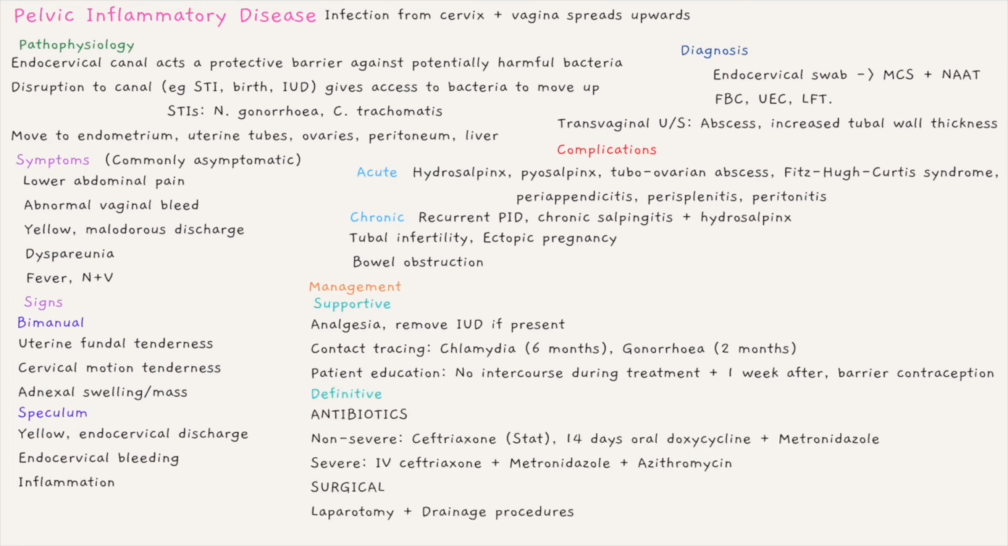Definitive management includes antibiotics. In non-severe cases, this includes ceftriaxone stat and 14 days of oral doxycycline and metronidazole. In severe cases, IV ceftriaxone, metronidazole, and azithromycin is required. Surgical options include laparotomy and drainage procedures.